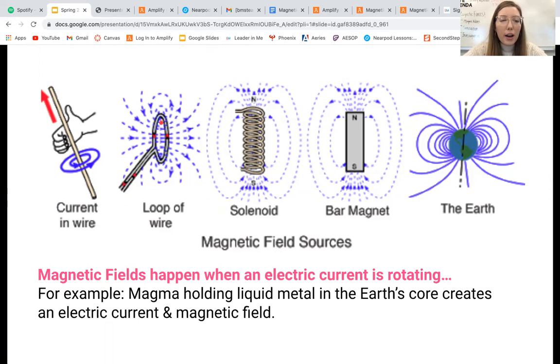Anytime you have a loop of wire or a current in a wire, it's going to create magnetic forces. This is where we're kind of leaving off here. We are going to be talking about electromagnets because this electric force that's building the magnetic field is built by electrons. That's going to lead us into what an electromagnet is, and we're going to talk about that next week. So stay tuned for another mini lesson on that.